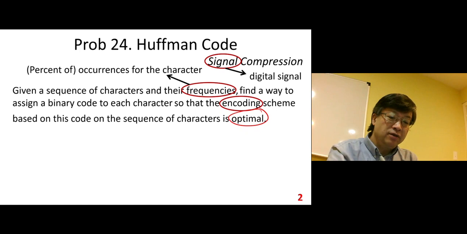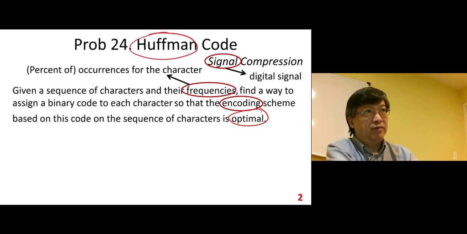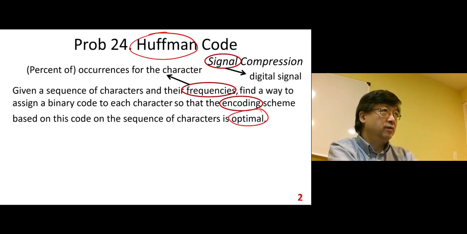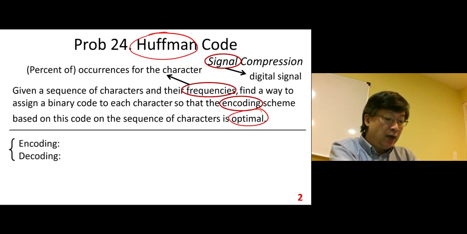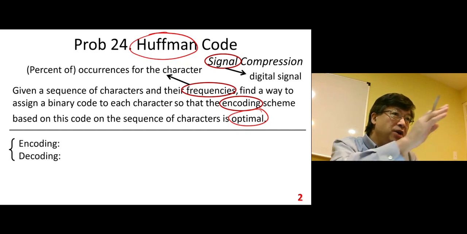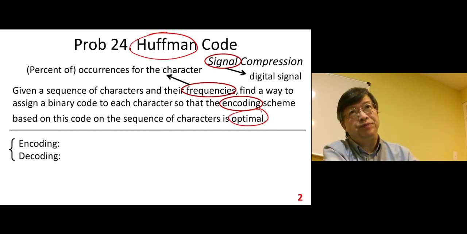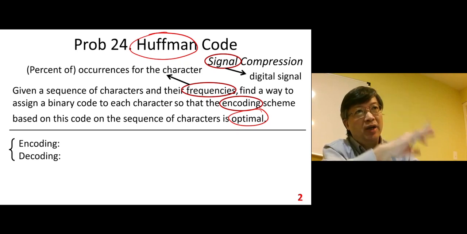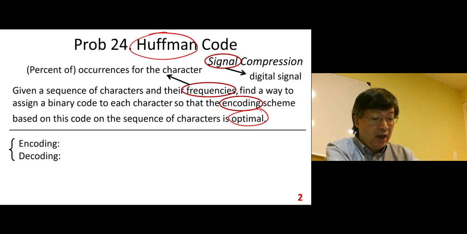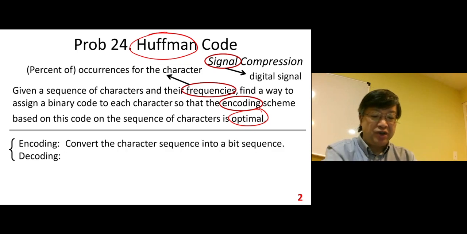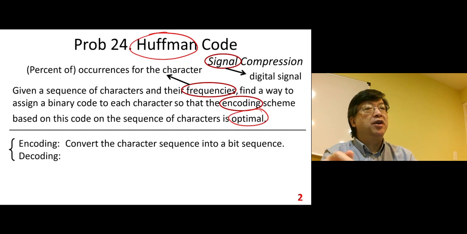So that person, Huffman, solved it, so people call it Huffman code. All right, the Huffman coding procedure. Very interesting. Here, there are two steps, an encoding step and a decoding step. When you do the translation, you have to preserve the original information. Convert the character sequence into a bit sequence. That's the encoding step.